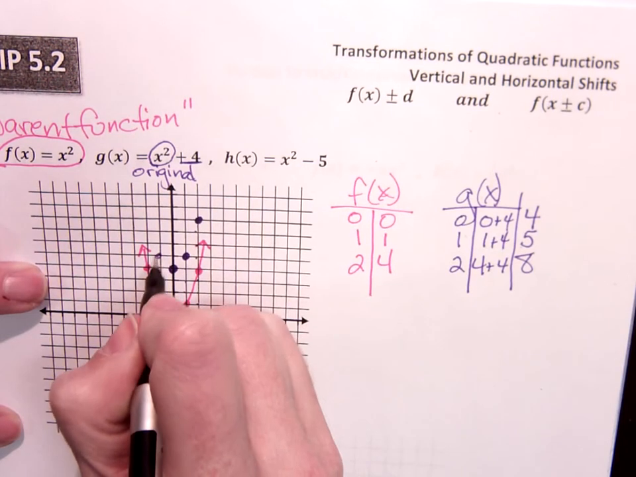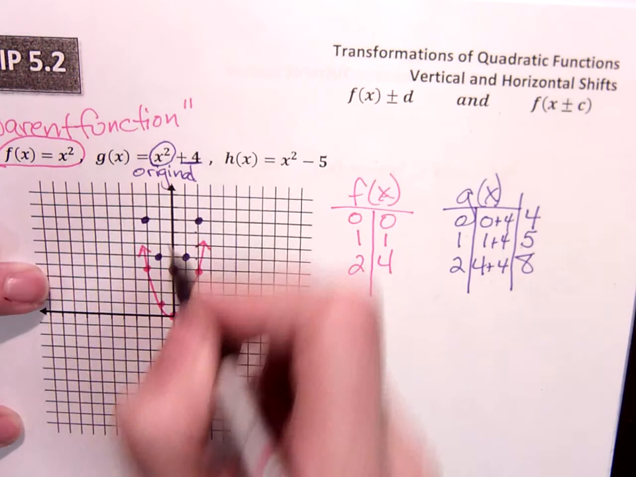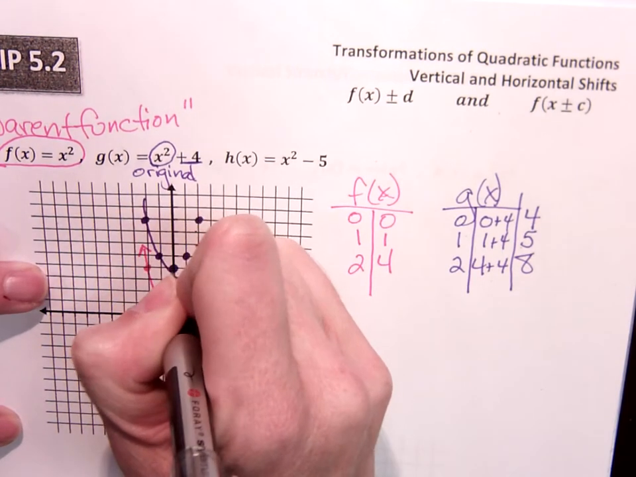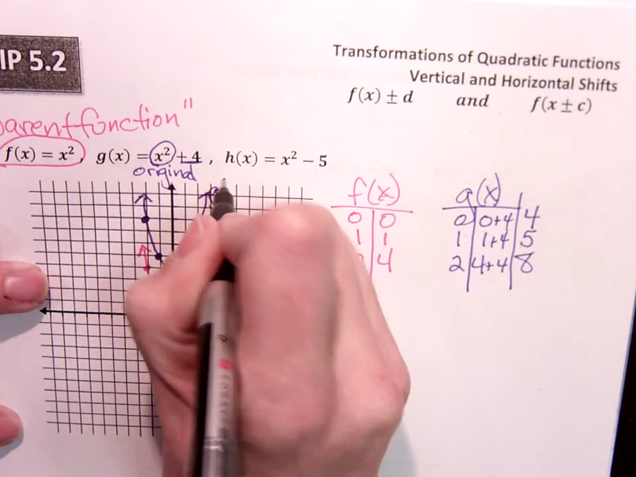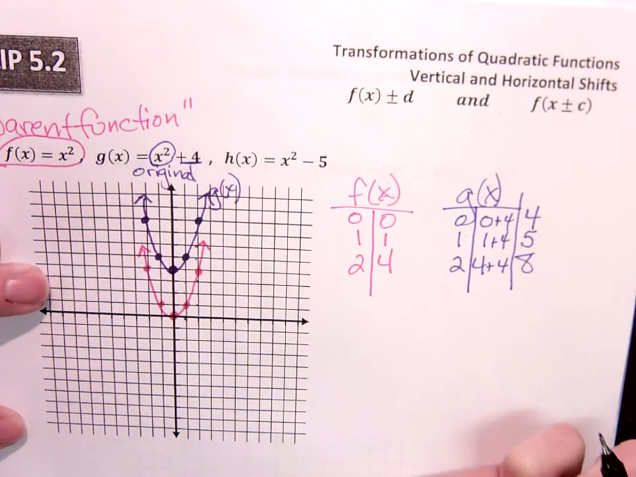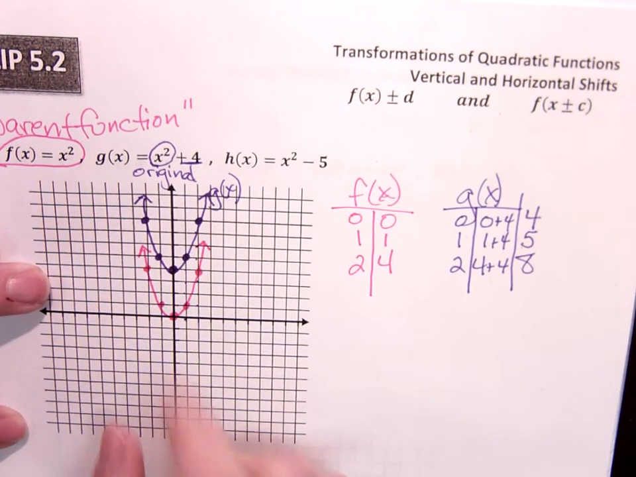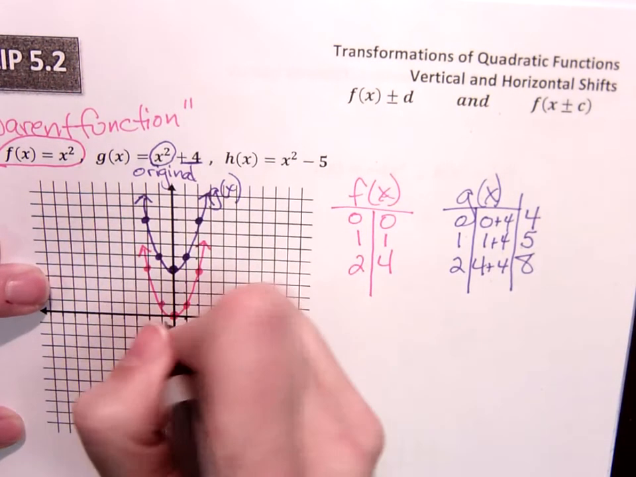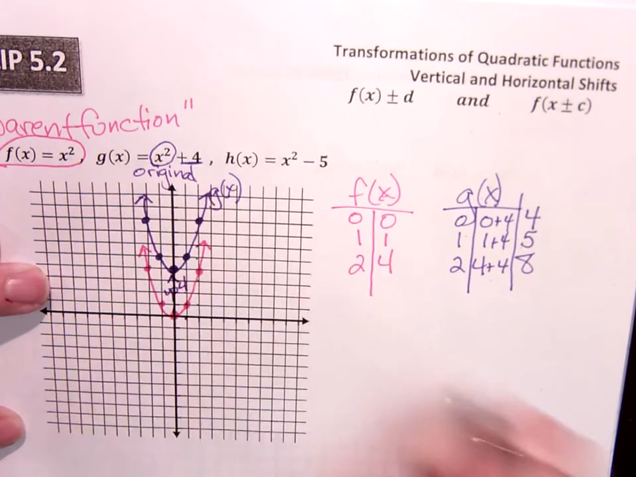When I reflect those across, I have my new g of x parabola. It's the exact same shape, it's the exact same proportions as the original one. It's just moved up those 4 units.